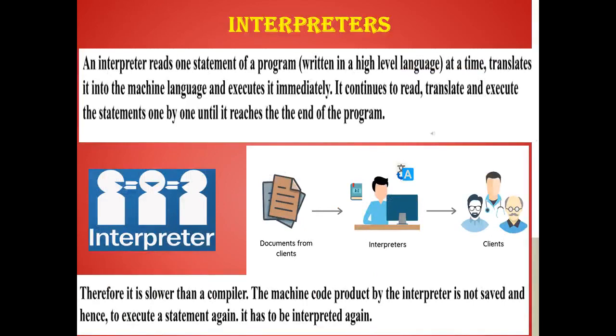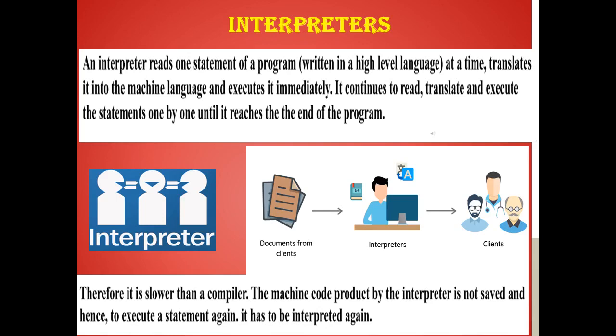Interpreters. An interpreter reads one statement of the program at a time, translates it into machine language and executes it immediately. But in compilers, once the program has been translated, it is saved automatically and then the program is executed. Interpreters continue to read, translate and execute the statements one by one, but compilers translate the whole program at once, so an interpreter is very slow compared to a compiler.